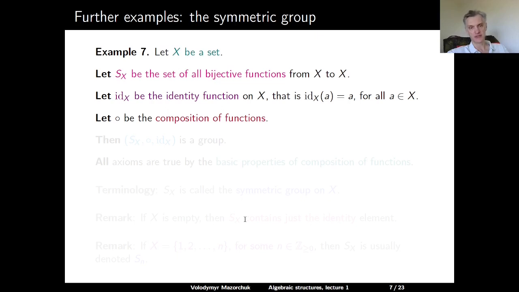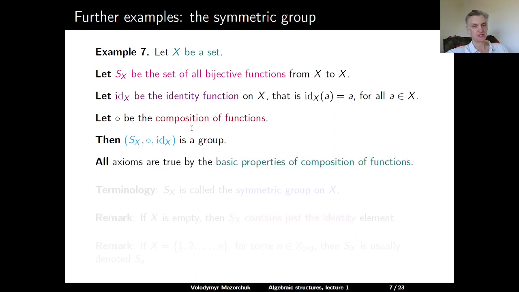And consider the usual composition of functions. That's the associative operation on functions. Then the claim is that the set of all bijections from X to X with respect to composition of functions and with the fixed element the identity function on X is a group. And indeed, composition is associative, the identity element is a unit with respect to composition, and all bijective functions have inverses. That's exactly the point of being a bijective function. And this group S sub X is called the symmetric group on X.